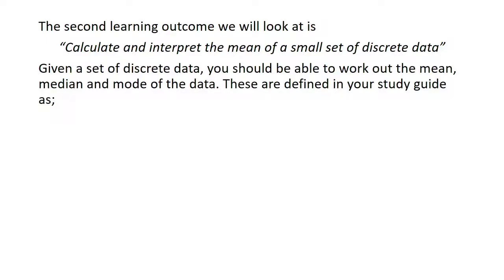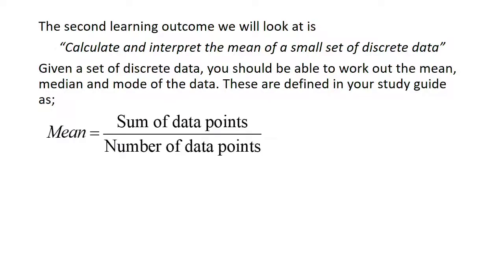If you're given a set of discrete data, you should be able to work out the mean, the median, and the mode of the data. If you look at the definitions given in your study guide, the mean is defined as the sum of data points divided by the number of data points.